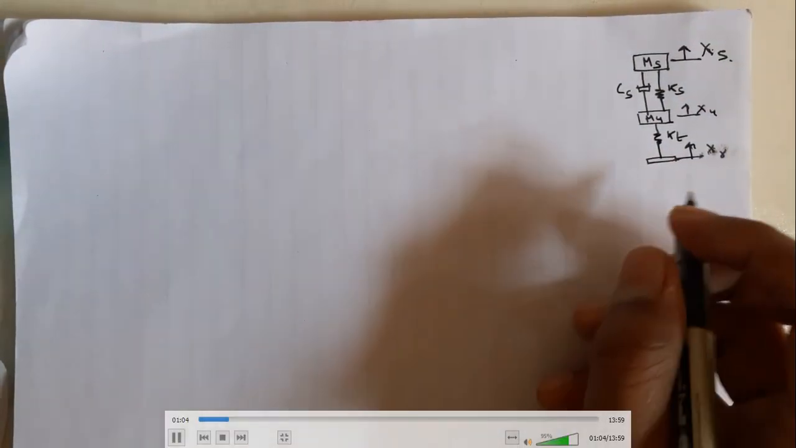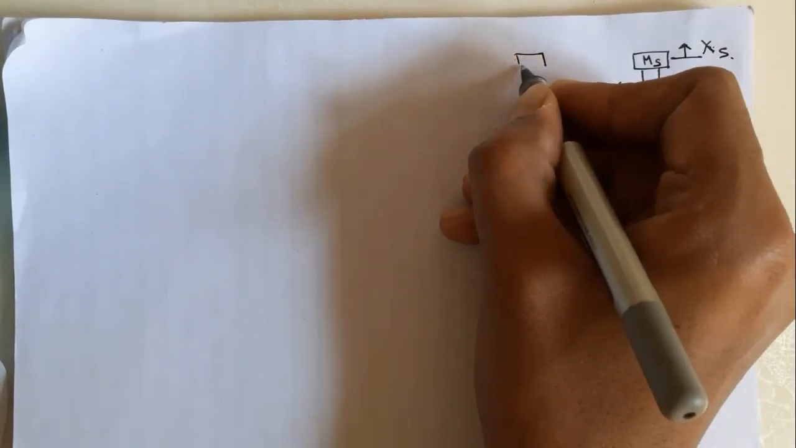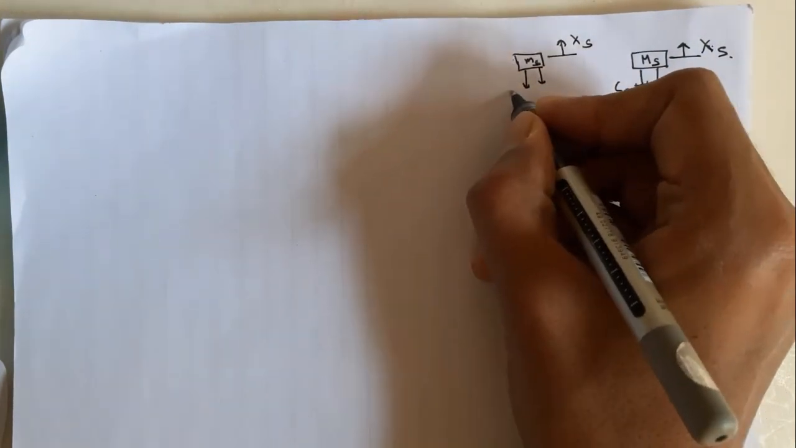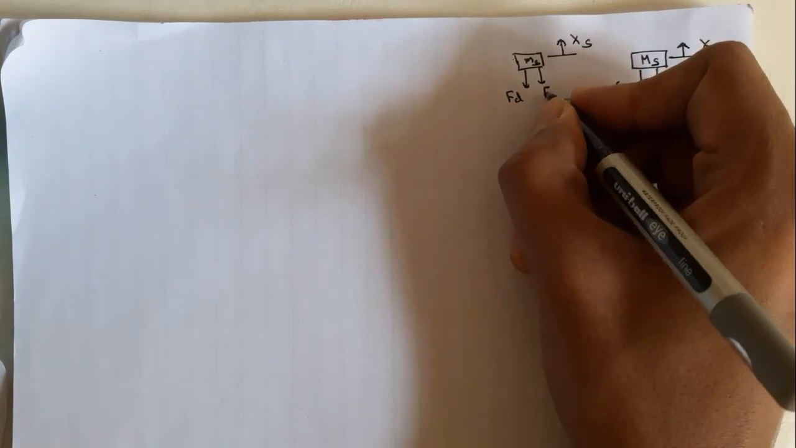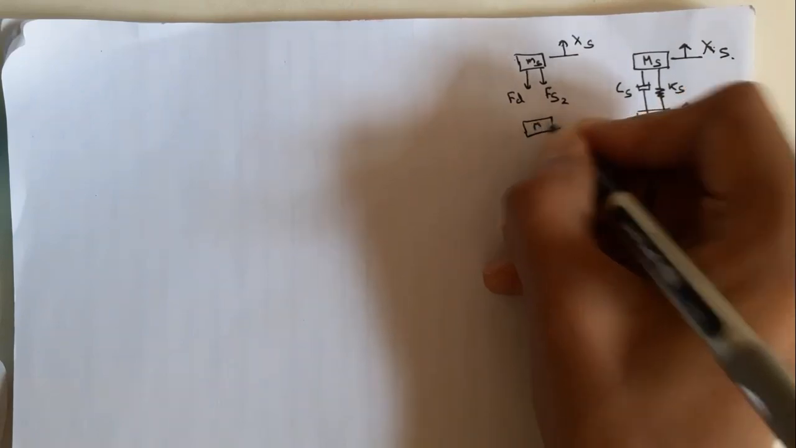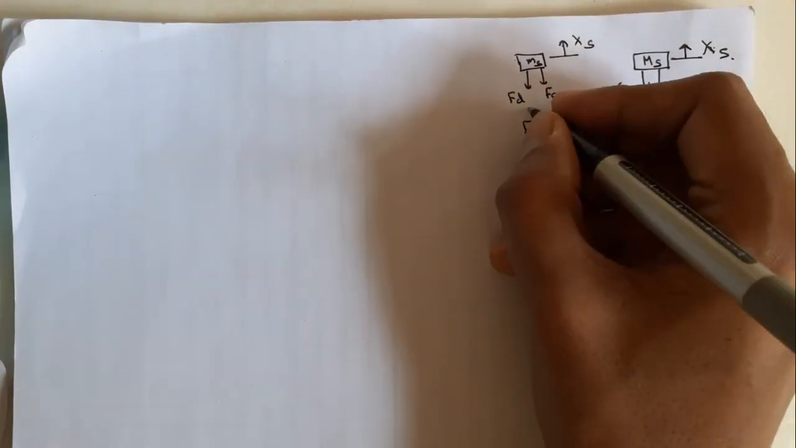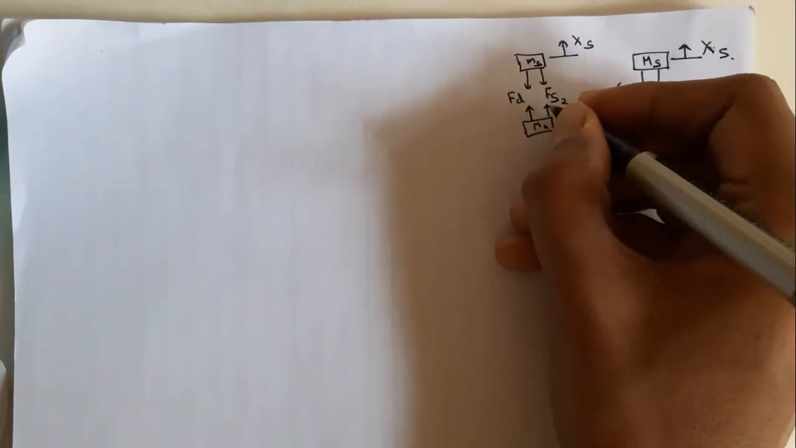Now we will do the free body diagram of this. Firstly we make our ms, that is the mass that is going with the displacement of xs. Two forces, the damping force and the stiffness force, are going to act below it. Now we put our unsprung mass, with a value of mu, that has a displacement of xu, and it has two forces up.